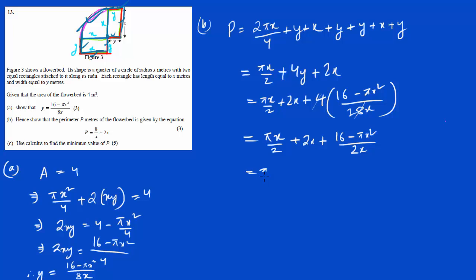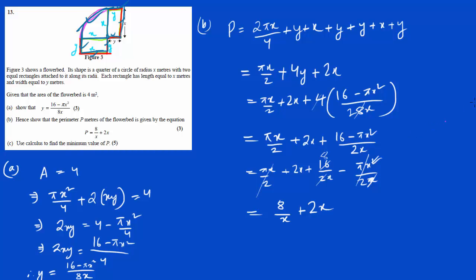Let's simplify even further. Pi x by 2 plus 2x plus 16 by 2x minus pi x squared by 2x. So this x and this x cancel off. We have pi x by 2, and this pi x by 2 and this pi x by 2 cancel off. So we have 16 by 2x. If we cancel, 2 8s are 16, it would be 8 by x plus twice x. Expression is proved.